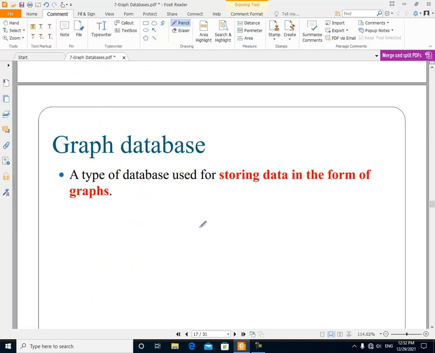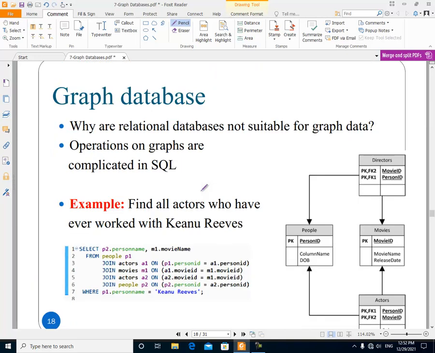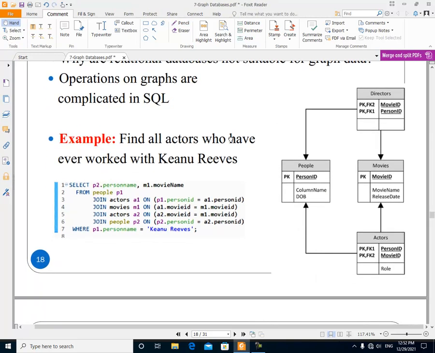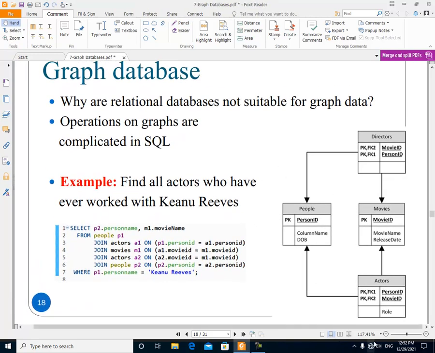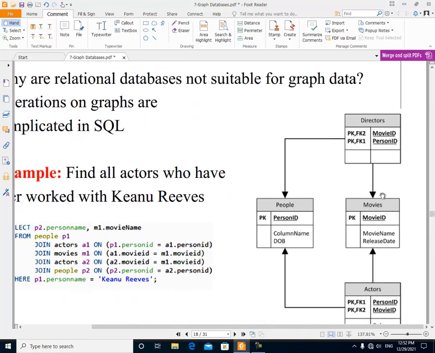Okay, as we said, the graph database is used for storing data which is in the format of networks or graphs. In this example here, you see an example about movies. You see some data about the movies: directors, movies, actors, and people. All of these are data which are related to movies.